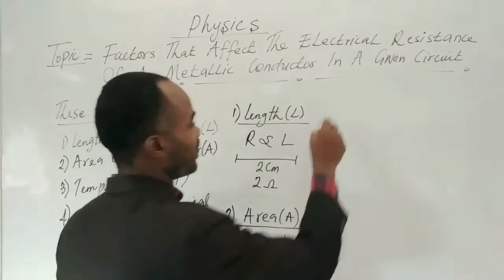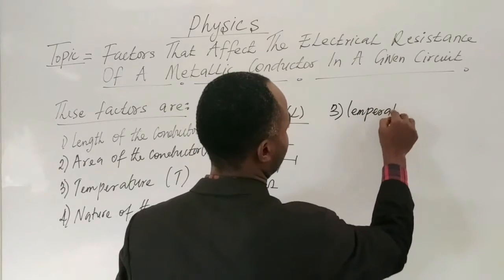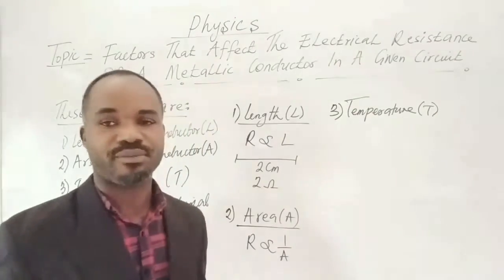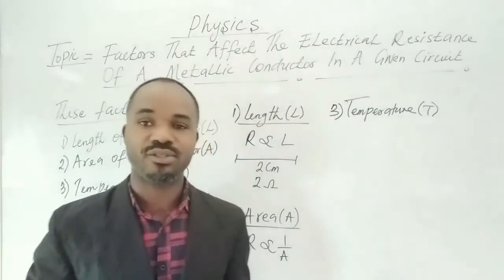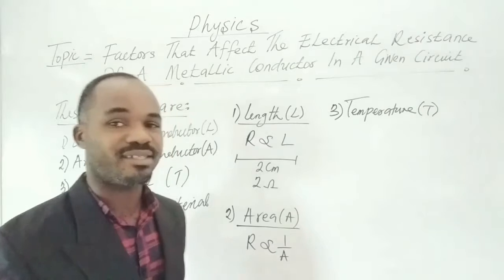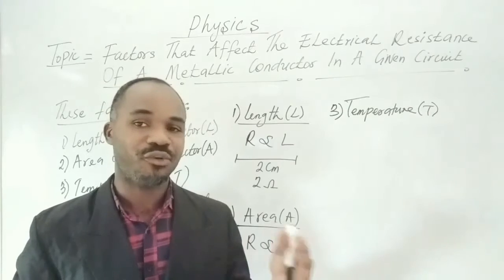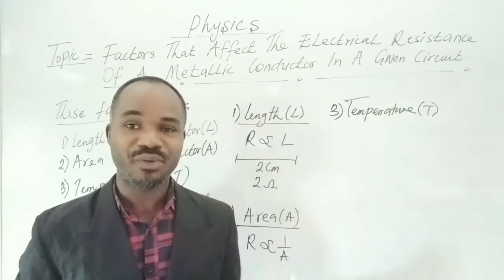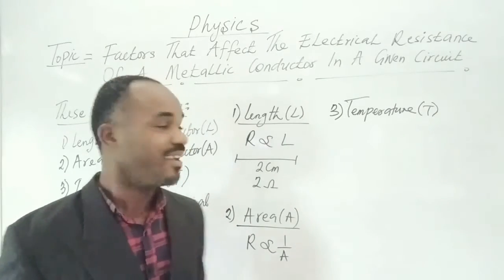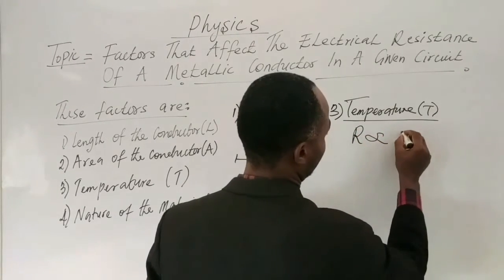Now the third one is temperature, capital T, okay? The resistance of a metallic conductor is directly proportional to its temperature. What it means is that as the temperature increases, the resistance of such a conductor also increases. As the temperature decreases, the resistance also decreases. So we represent that mathematically as follows: R is directly proportional to T.